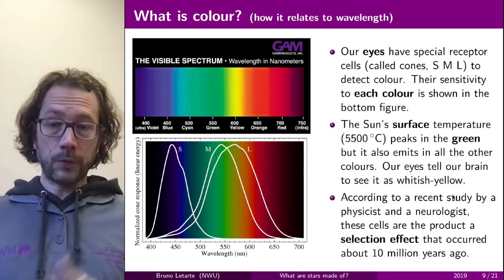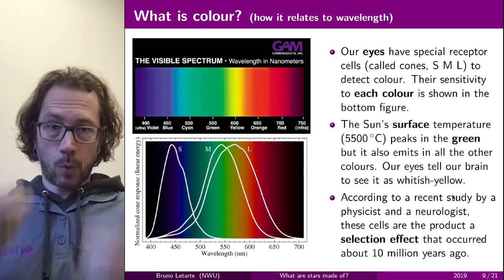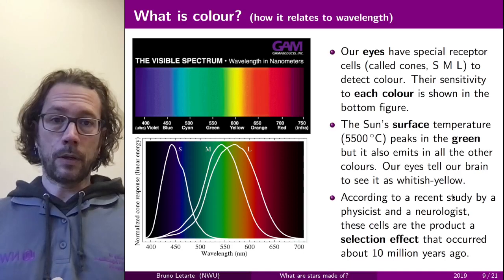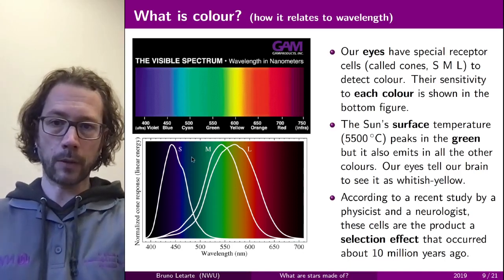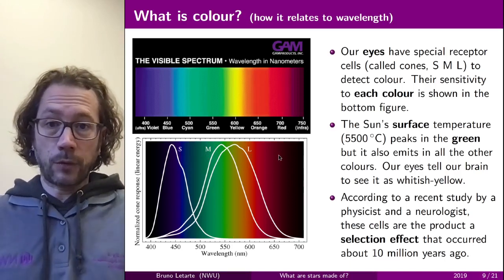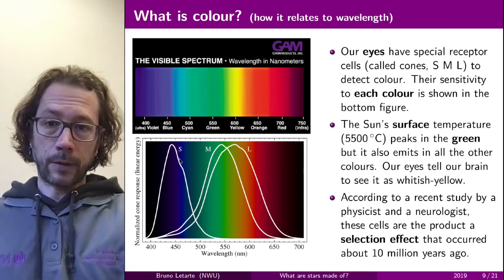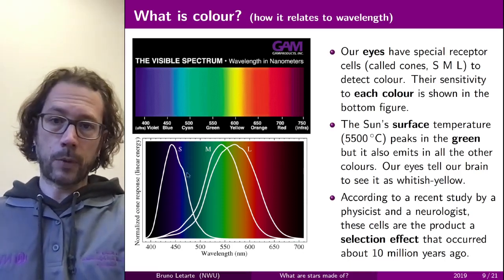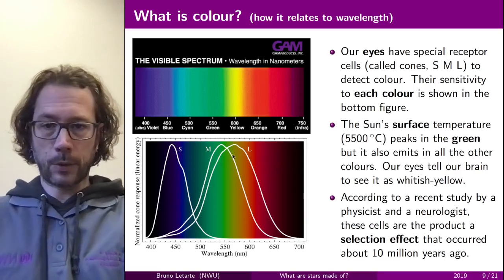So when we do receive that light, you have to understand that we have our own hardware. Our eyes have special receptors called cones. There are 3 different types of cones, S, M, and L, and their function is to detect colors. Some are better than others at certain colors. The S cones are better at blue, the L are better at reddish, and the M are better at green.